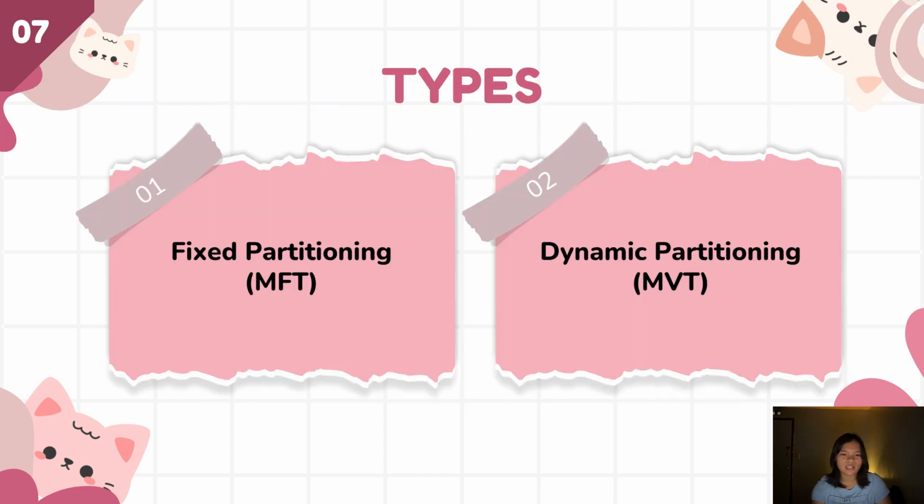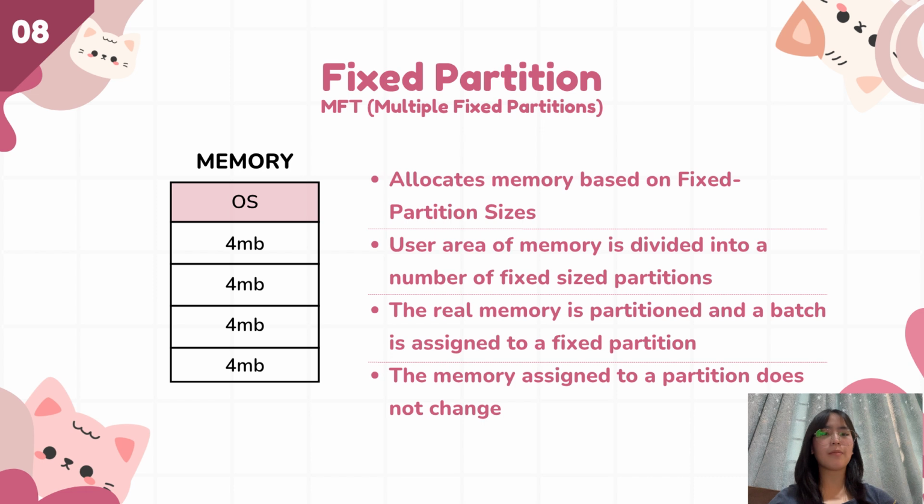Now, let's move on to the two main types of partitioning, which are fixed partitioning and dynamic partitioning. Now, let's discuss MFT or multiple fixed partitions. The first concept of this is that it allocates memory based on fixed partition sizes. This means that the RAM or our memory is divided into a number of fixed size partitions, and each partition can hold exactly one process at a time. And once the size of our partition is set, it doesn't change.